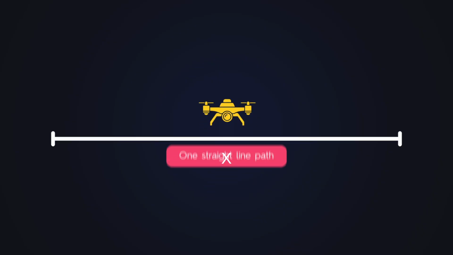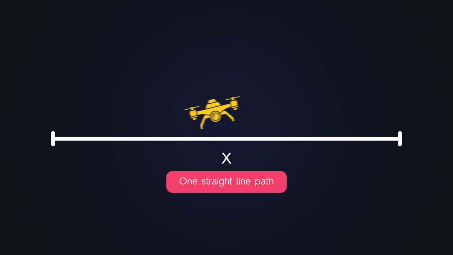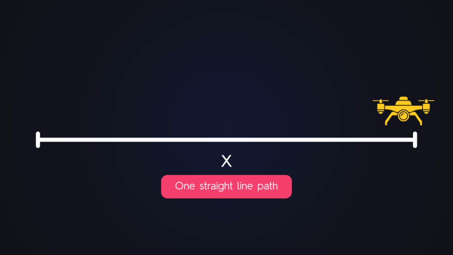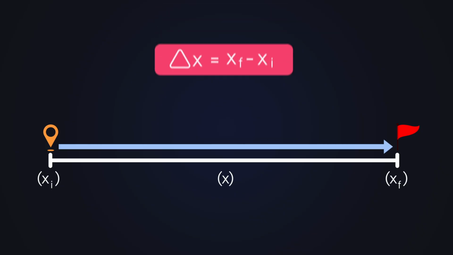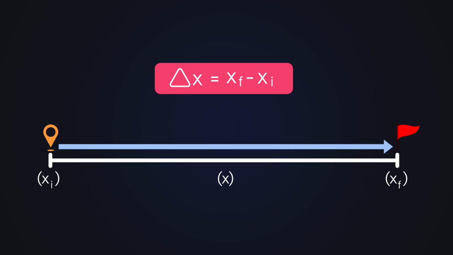One-dimensional motion means the object moves along a single straight line, like a drone sliding left or right along a hallway. To describe that motion, we first need a way to talk about where the object is. Position tells you where the object is on the line. Displacement tells you how far and in which direction it moved. Displacement equals final position minus initial position.